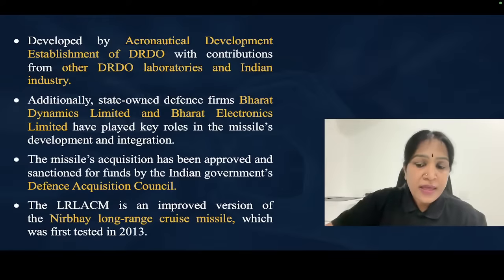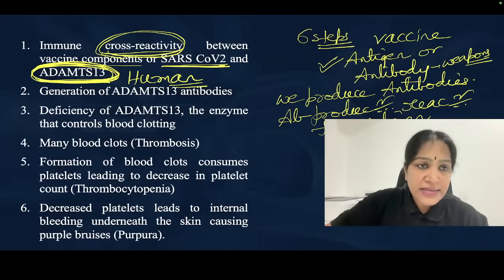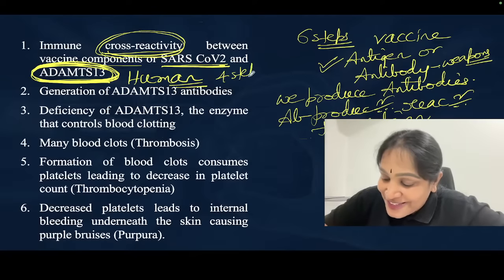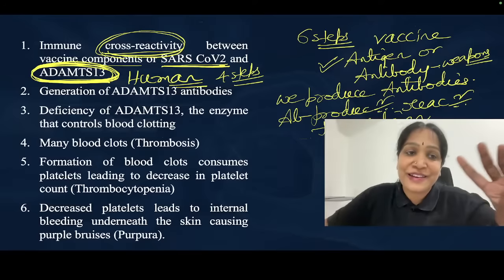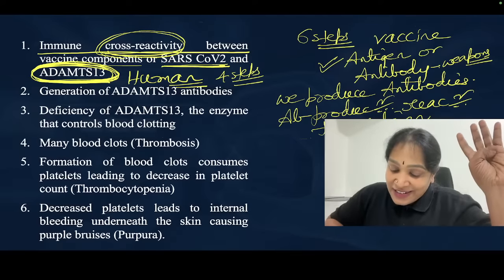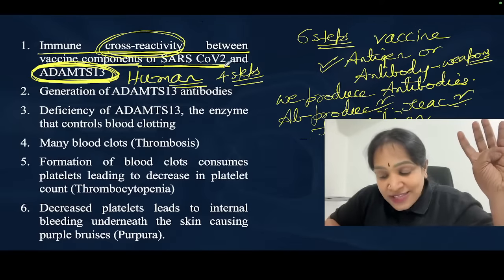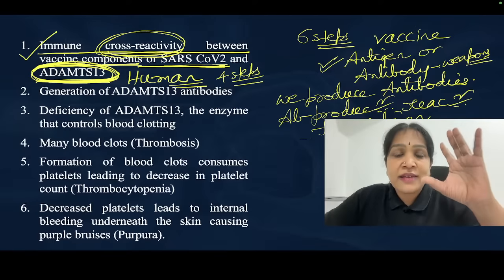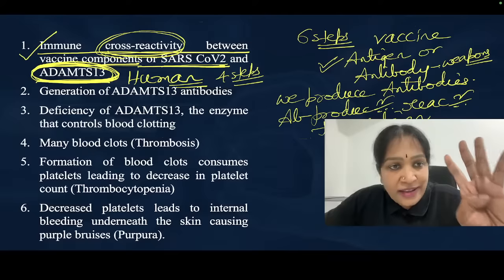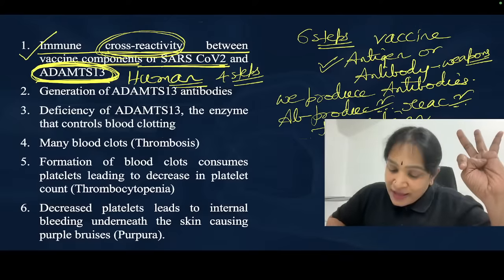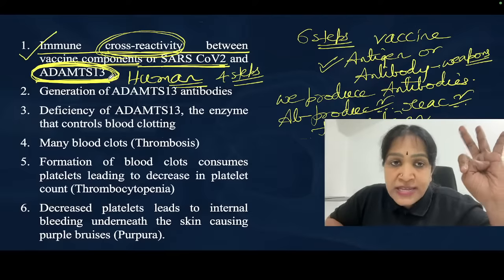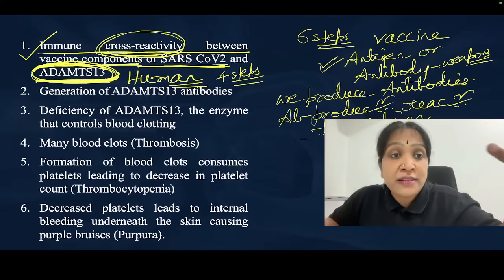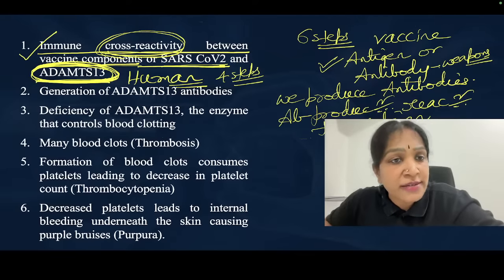Okay. So, I said I am explaining this in steps. What is step 1? Step 1 I explained in 4 steps. Did you understand? Step 1: immune cross-reactivity between vaccine components or SARS-CoV-2 and ADAMTS13. How did I explain? The virus enters through vaccine or the real infection. Then ADAMTS13, which is a human protein, is coincidentally similar to the coronavirus. Then the antibodies will by mistake assume that it is coronavirus and destroy it.